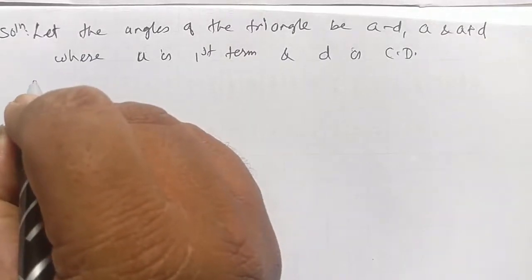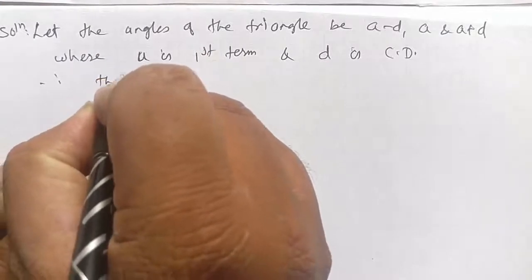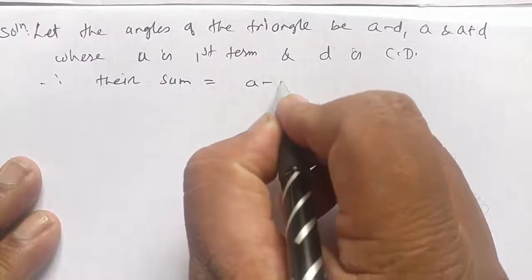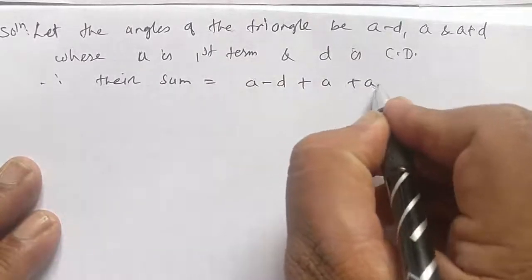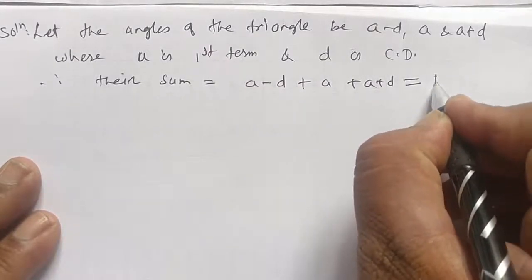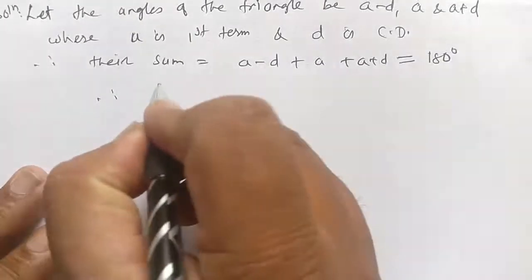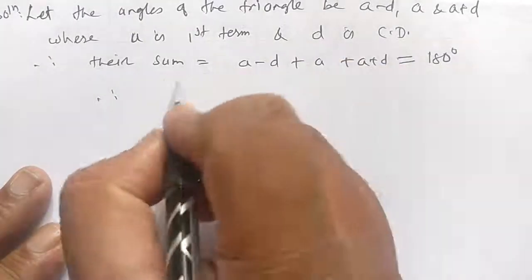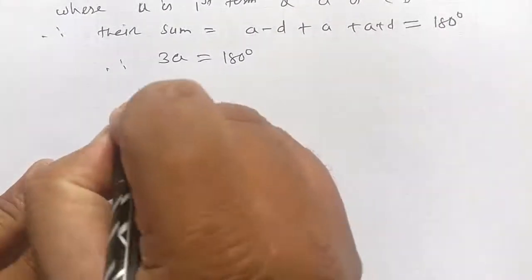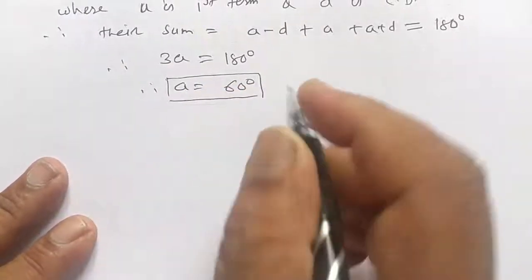Therefore, their sum is equal to a minus d plus a plus a plus d, which is the sum of all angles of a triangle, equal to 180 degree. Therefore minus d and plus d get cancelled. 3a is equal to 180 degree. Therefore a is equal to 60 degree. We get the value of a, which is 60 degree.